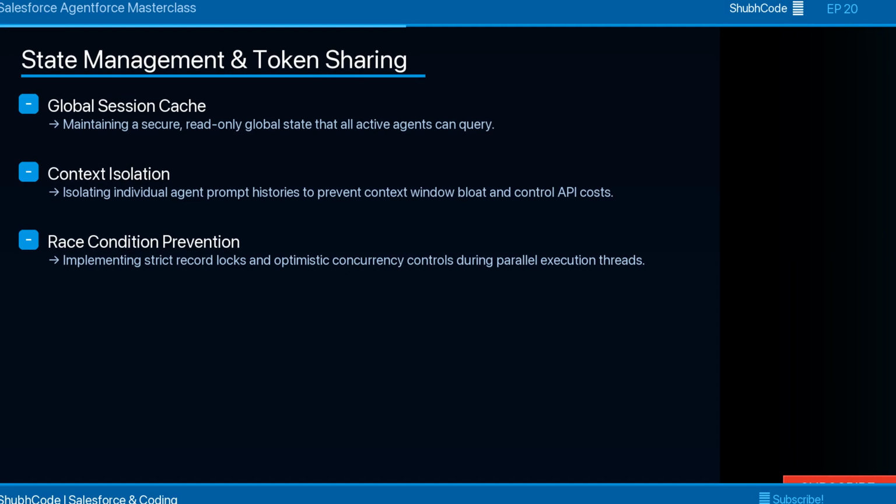In a multi-agent environment, managing state is the difference between a seamless experience and absolute chaos. If multiple agents are reading and writing to the same customer profile simultaneously, how do you prevent race conditions or state pollution? We solve this by leveraging shared memory fabrics, where the global session state is stored in a secure cache layer. This ensures that while each agent operates in its own execution thread, they all read from a single source of truth grounded in Data Cloud.